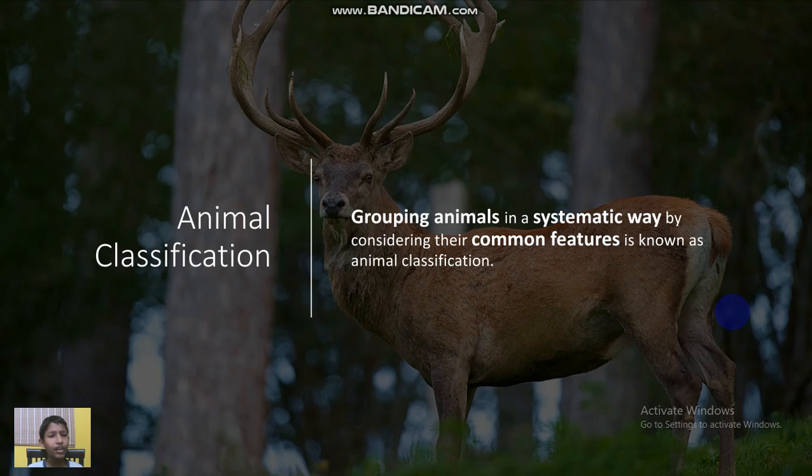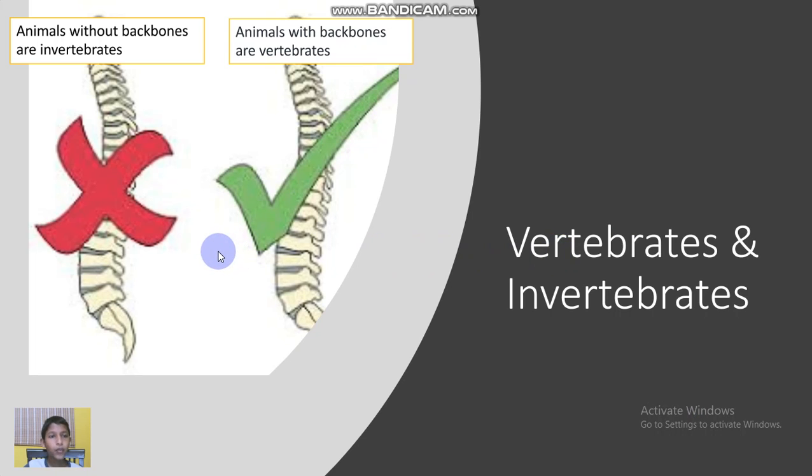So today we are going to get a little bit more scientific on animal classification. So let's identify what animal classification is. It is grouping animals in a systematic way by considering their common features. One main way we classify animals is considering whether they have a backbone or not. Animals without backbones are invertebrates, while animals with backbones are vertebrates.